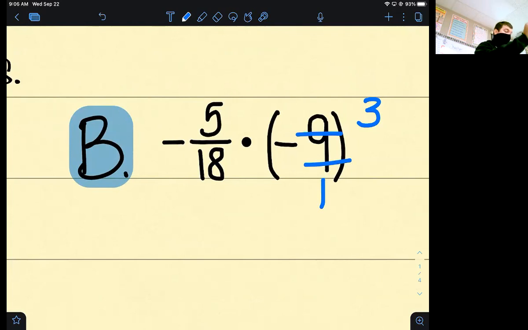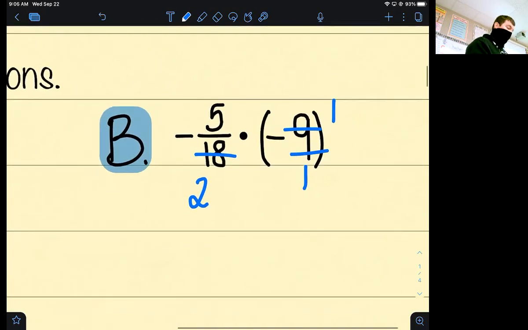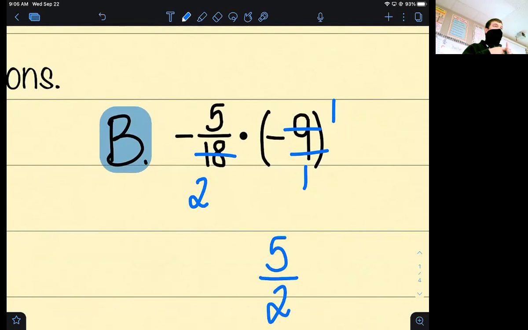Or if you're like Parker and you catch yourself, you're like, whoa, wait a second. 9 goes into 9 once and 9 goes into 18 twice. That saves you just a little tiny bit of time there. That's as far down as we can get it canceled. So someone tell me what 5 times 1 is and 2 times 1. How many negatives do we have? 2. Do they pair up? Yes, they do. They make a positive.